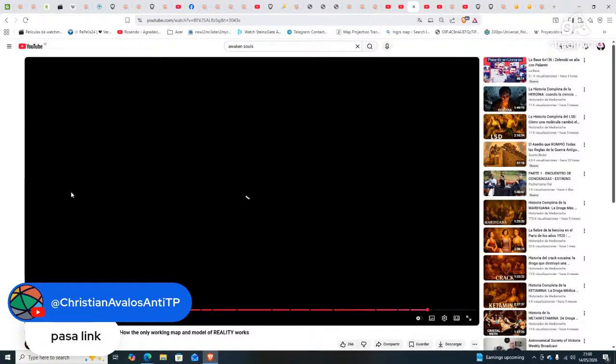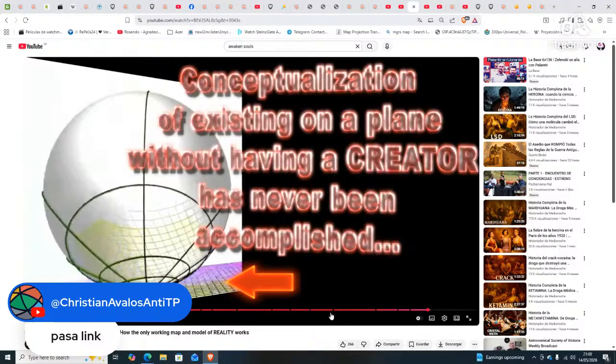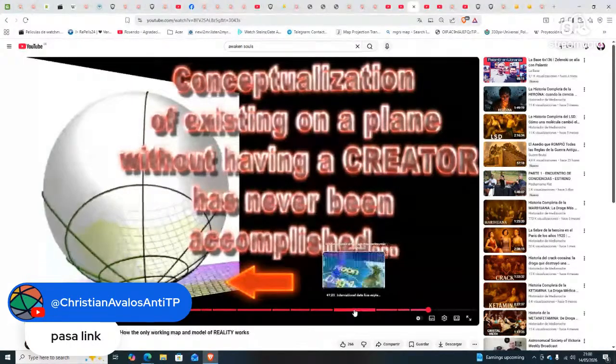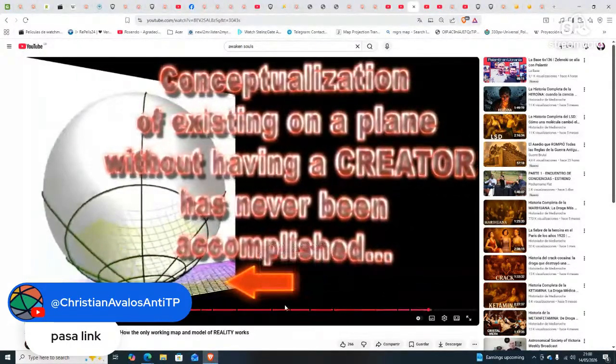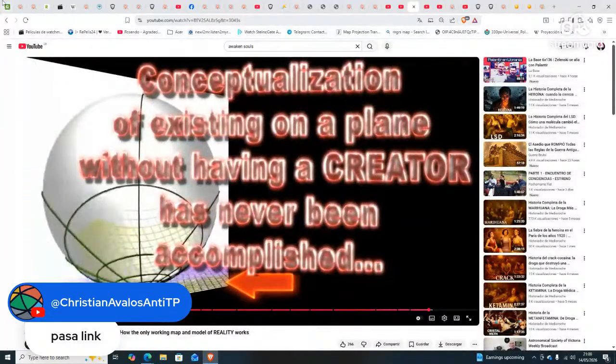Bueno, esto lleva 4 años. Evident that you had a creator. Any flat world has a creator. No person has ever been able to conceptualize existence on a flat plane that had no creator.